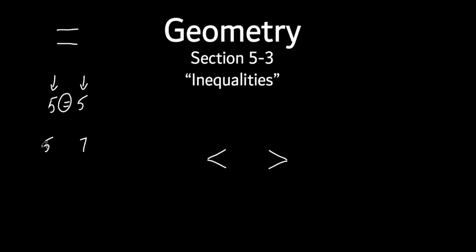So what could I put in here? 5 is what? Less than 7. Okay, it's not or equal to. Okay, it's just less than. 5 is less than 7. Would you agree? I could write it the other way. I could write it from right to left. Okay, so I could say 5 is what? Less than 7.